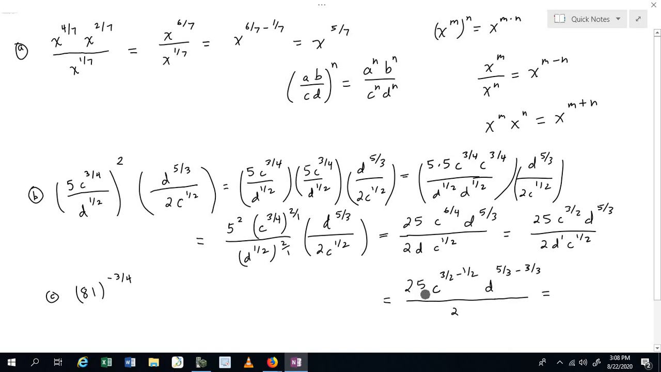Okay, so let's see if we can't finish this off. So that's 25, and then this is going to be c to the 2 over 2, because 3 minus 1 is 2, and 2 over 2 is just 1, so that's c to the first power. And then this is going to be d to the 2/3 power, right? 5 minus 3 over 3, all divided by 2. Okay, so that's part B simplified. And then let's just do part C here.